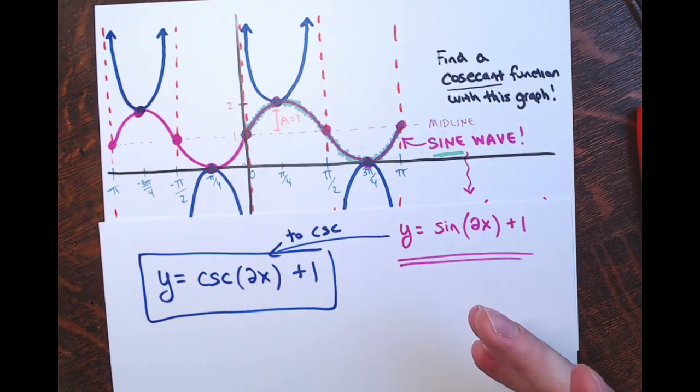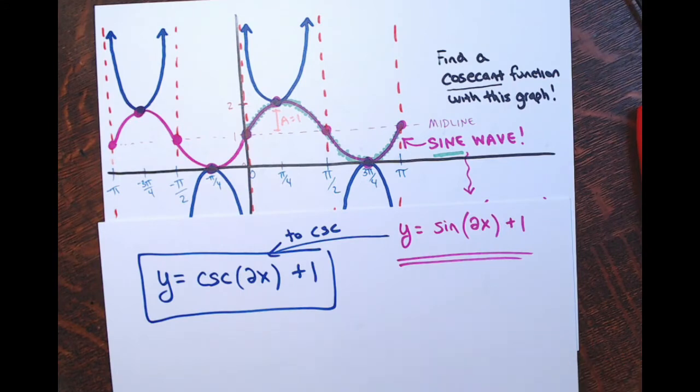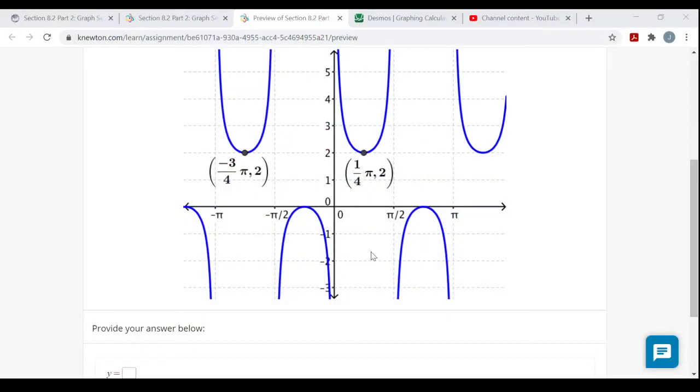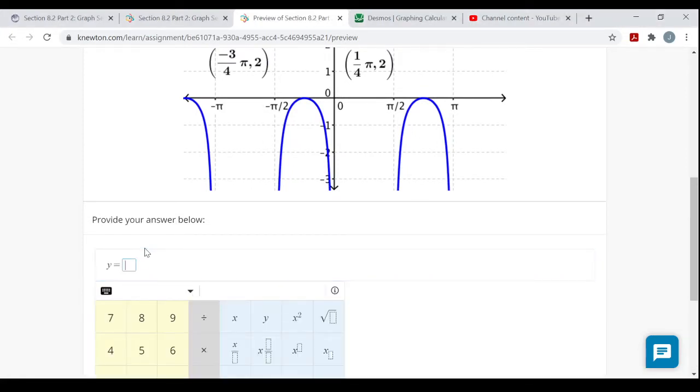If you were given the graph of a secant, these u up and u down with a gap between them, draw a wave in the gap between the u-shapes, and then write an equation for that wave as a cosine, and then change cosine to secant. Right, flip it over. So here, we're asked to enter it below. I said it was y equals, I enter CSC, the cosecant of 2x, and then outside of that, plus 1.